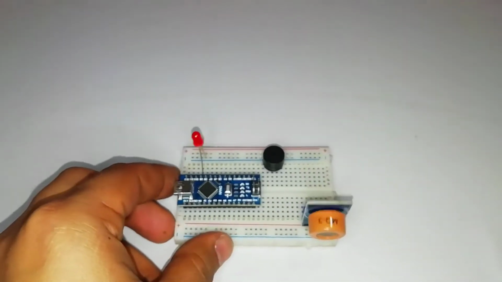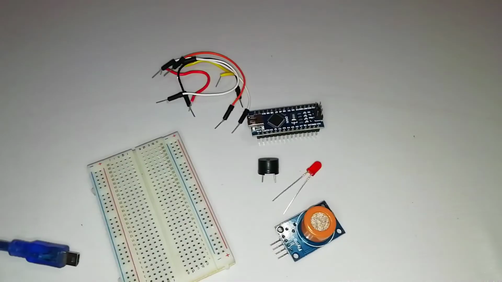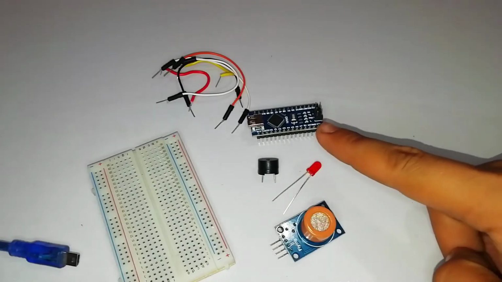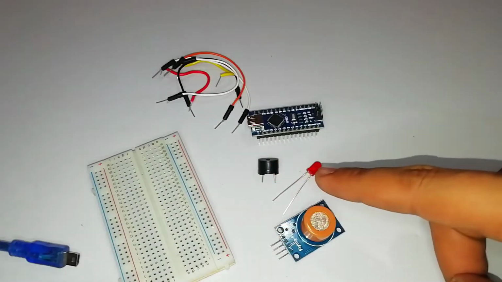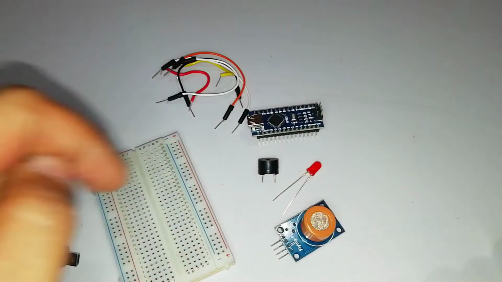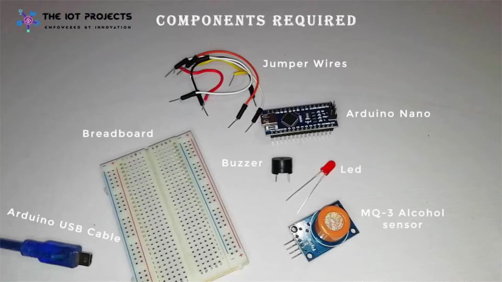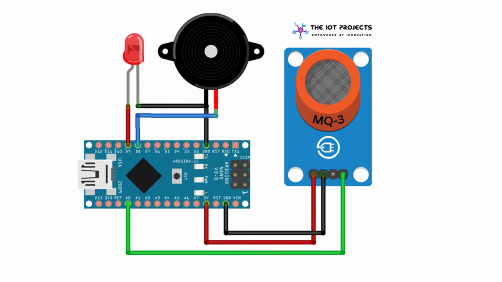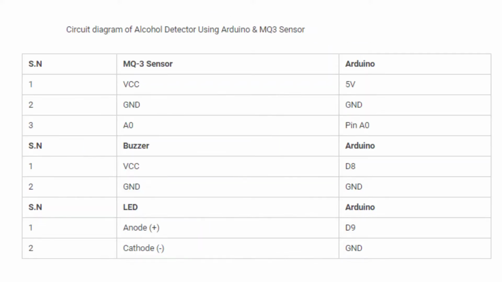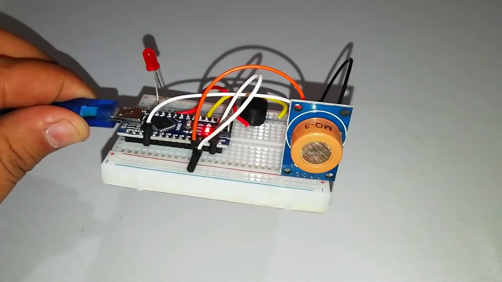The components required for making this project are Arduino Nano, MQ3 sensor, a buzzer, a LED, a few jumper wires and a breadboard. Now let's wire the MQ3 alcohol sensor, buzzer, LED and Arduino Nano together. The connection is very simple. You can connect the components using these schematics and the information provided here. And you can see the circuit is assembled on a breadboard.